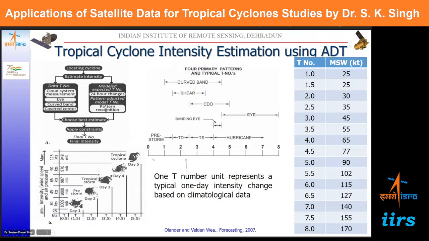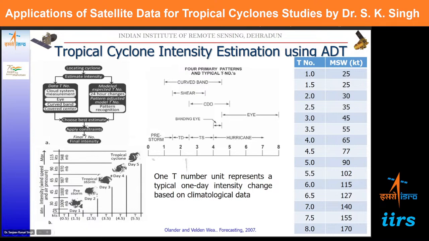Using the data T number, pattern T number, and model expected T number, they are computing the final T number. That final T number is basically the intensity estimate from the given time, selected from the data T number, pattern T number, and model expected T number. It is used with a set of rules to determine the final current intensity number.